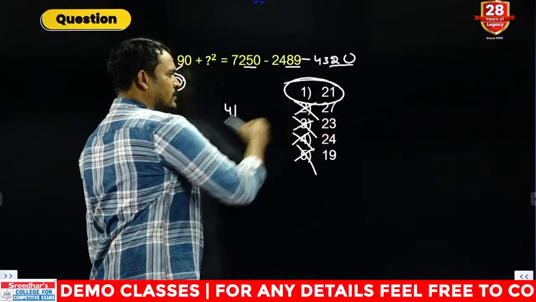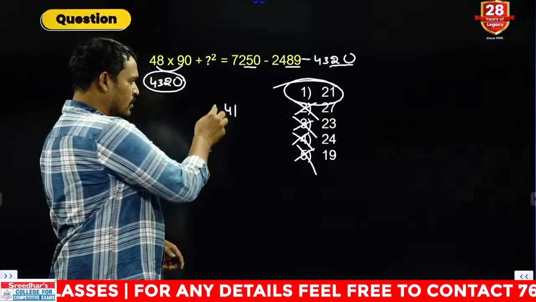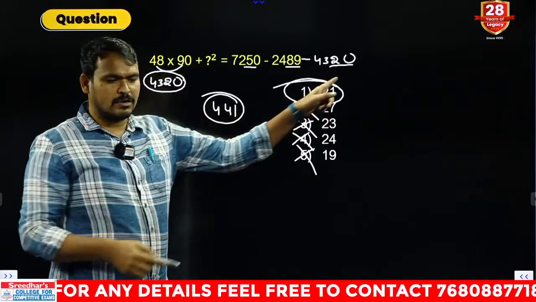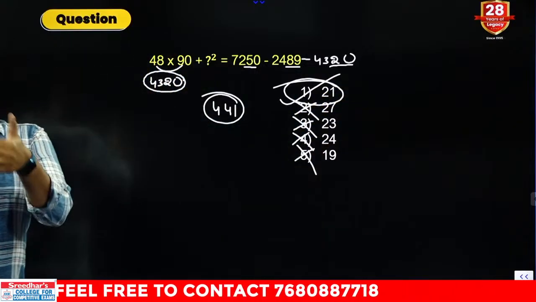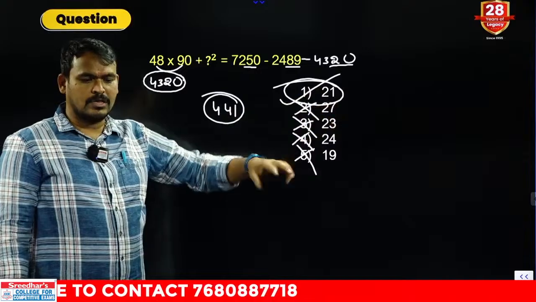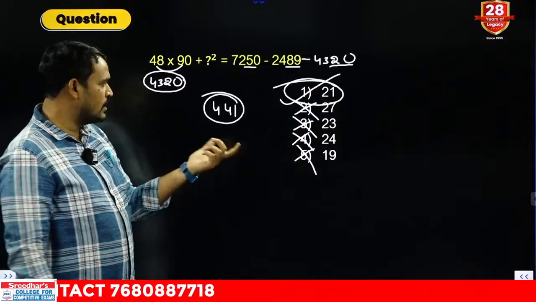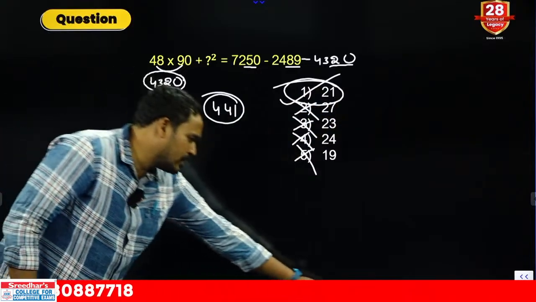Then answer should end with 41, which one square? 441, that is 21 square. Which option? First one. Square value ends with 41. 21 square. What is the 21 square? 441. Next, moving on, next question.